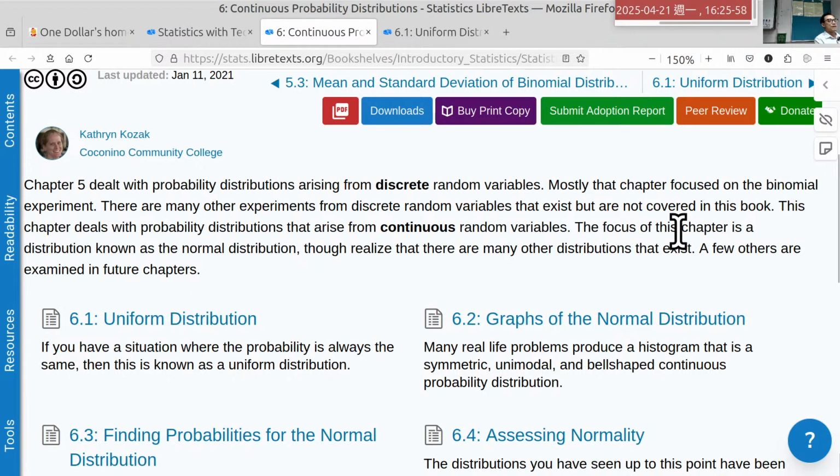The focus of this chapter is a distribution known as the normal distribution. The normal distribution is the most important, critical concept in this chapter and in this subject. Realize though that there are many other distributions that exist; a few others are examined in future chapters.